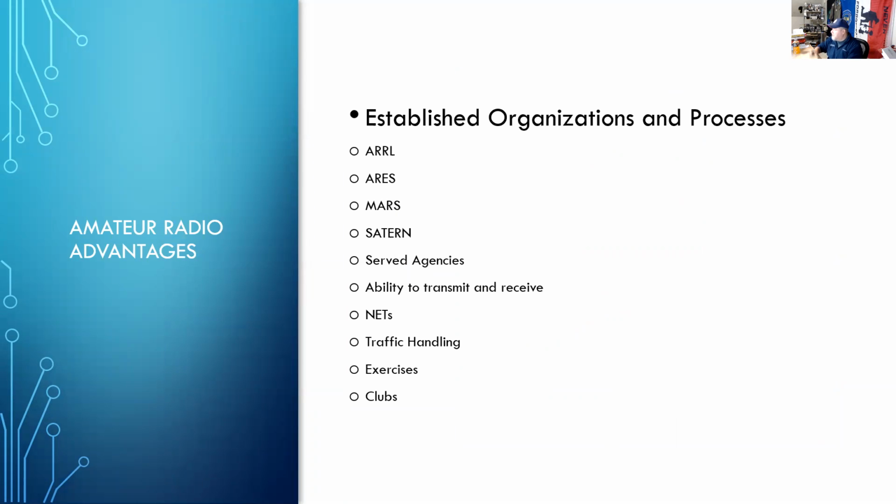So here are some of the other advantages besides just the physical properties and characteristics of the frequency spectrum, the thing that makes amateur radio an attractive alternative for backup communication. There's a set of established processes and protocols. There's a set of established organizations that you can align with, and that have built dependable processes that can be used in the event of a disaster or in the event that there's a need for backup communication.